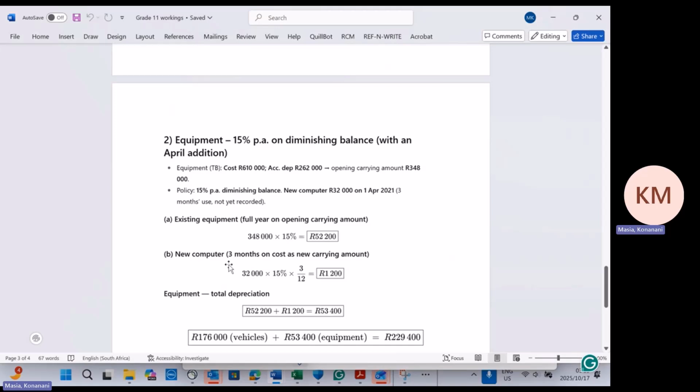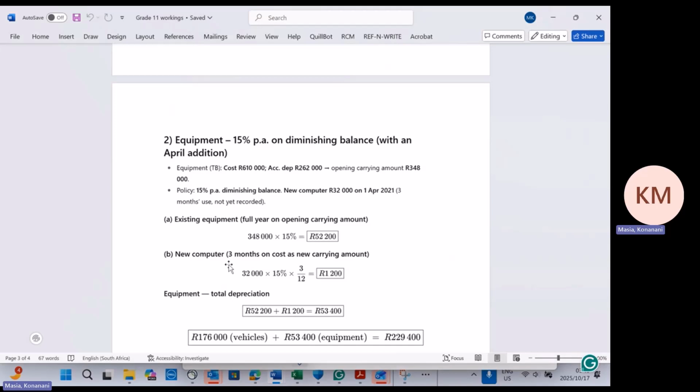And then on the new computer, I also do the same. Because the new computer is not yet accounted for, I do a separate calculation, which is 15% straight on the cost, because I have not yet determined the previous depreciation, and the new computer is now only for 3 months. You see the calculation there. The total depreciation for the equipment now is going to be 52,200 plus 1,200. Okay, I hope that you understand now that the additional information is very important in calculating, but the important thing here is to understand the formula.